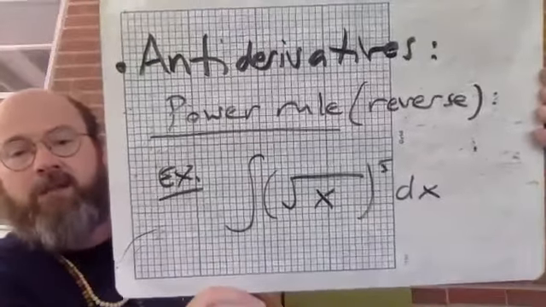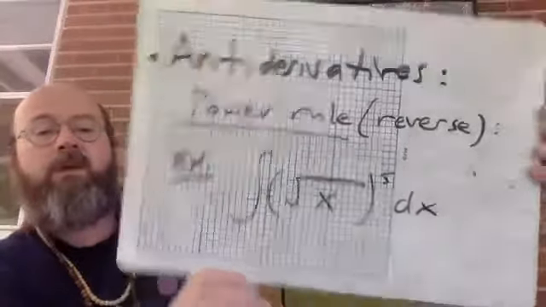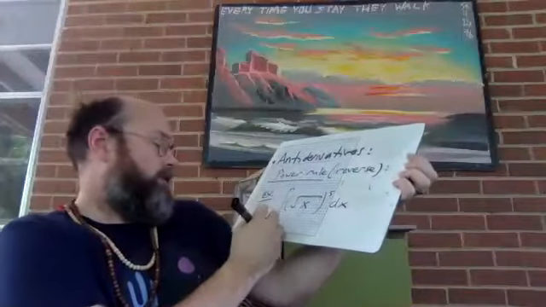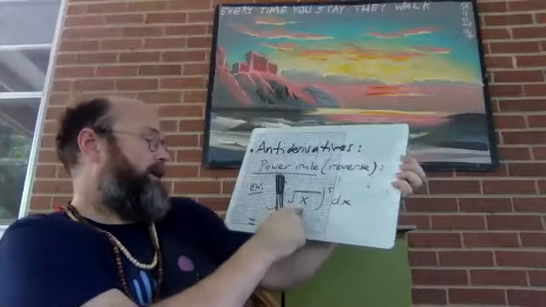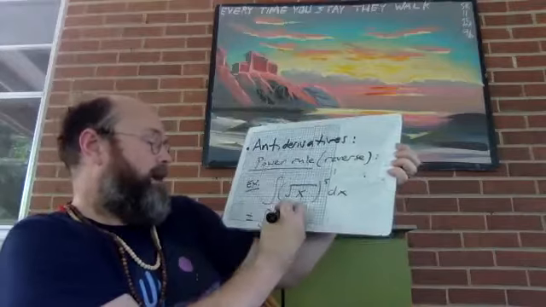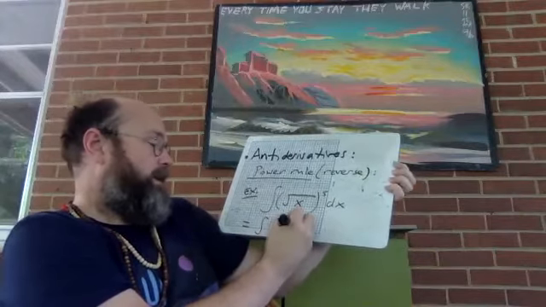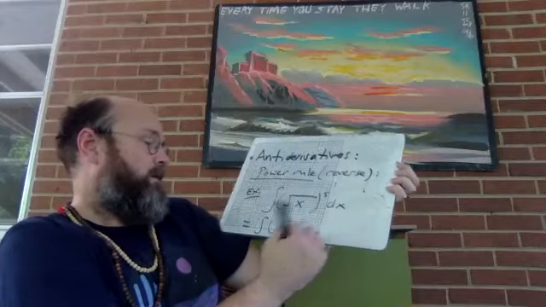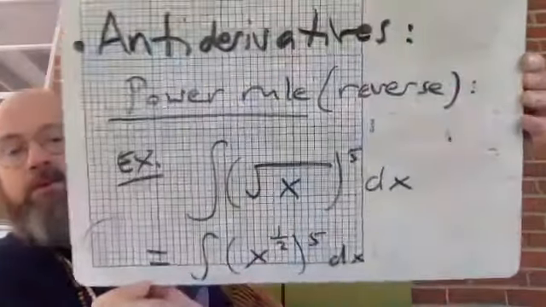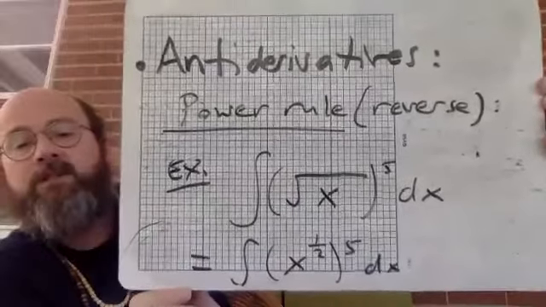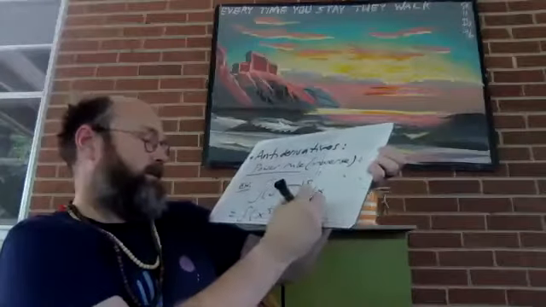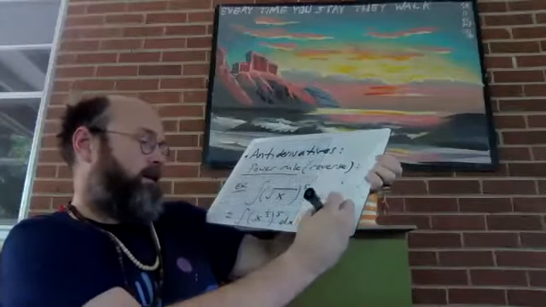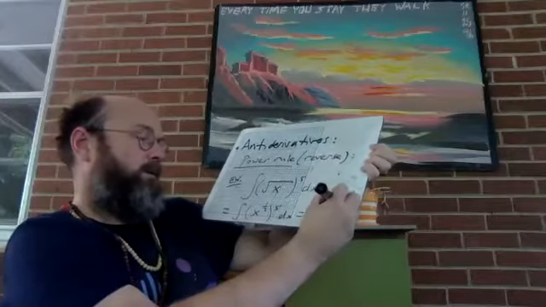This isn't useful right away. This looks really confusing. It's useful, though, if you rewrite that using exponents: x to the 1/2. Exponents make roots much easier because now you can see you just need to use exponent rules. So this is going to be x to the 5/2 power.